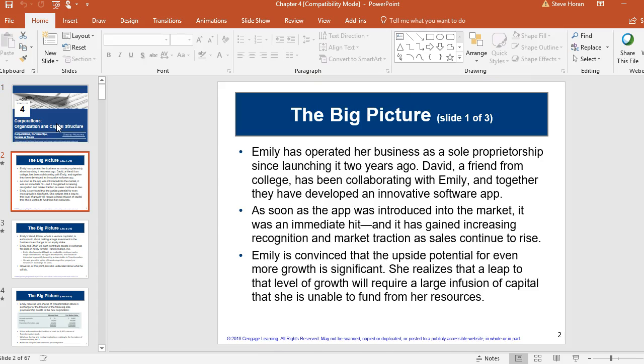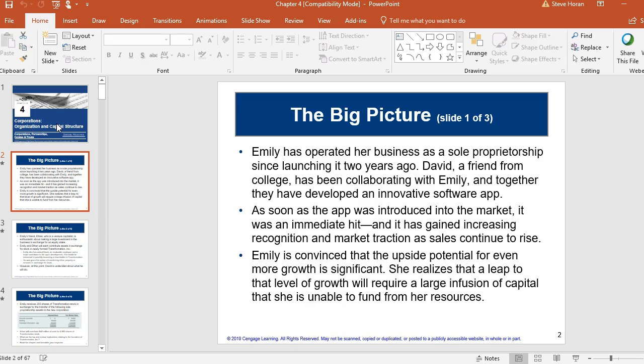So in this scenario, Emily has operated a business as a sole prop for 2 years. David is a friend from college, been collaborating with Emily, and they developed an innovative software app. As soon as the app was introduced in the market, it was an immediate hit. It's gained increasing recognition in the market, and sales have continued to rise. Emily is convinced that the upside potential for even more growth is significant.